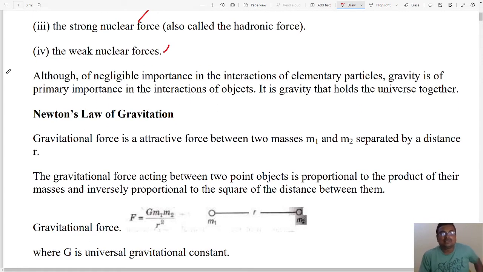Now, the importance in the interaction of elementary particles. Gravity is of primary importance in the interaction of objects; gravity holds the universe together. Imagine, my friends, if gravity were not there on the earth, would it be possible for us to stay here? Would it be possible to make houses and other things? It would not be possible. Gravity is there, holding us.